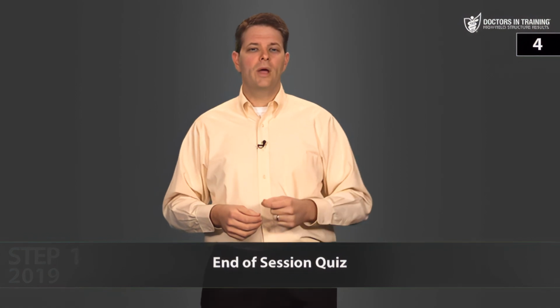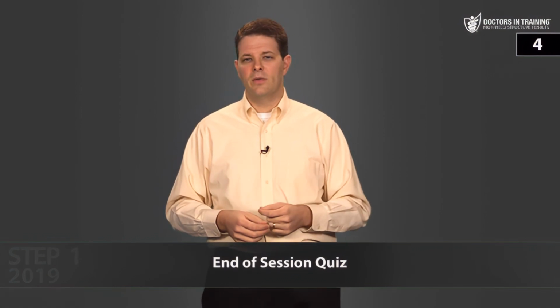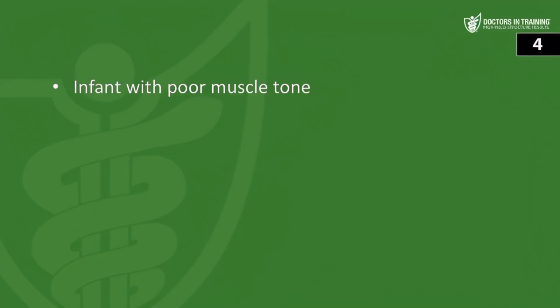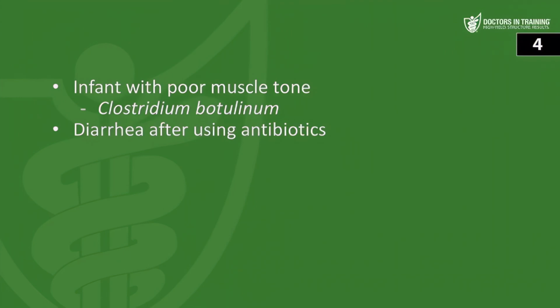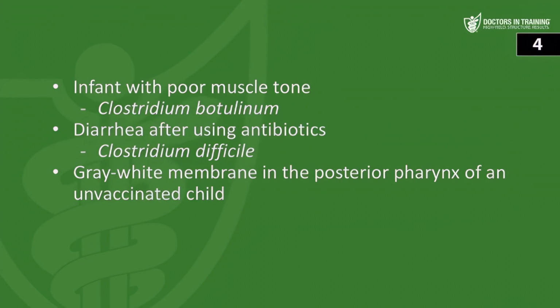First question, which gram-positive organism matches each of the following statements? An infant with poor muscle tone should make you think about Clostridium botulinum and botulinum toxin. Diarrhea after using antibiotics, think about Clostridium difficile or C. diff. A gray-white membrane in the posterior oropharynx of an unvaccinated child is Corynebacterium diphtheriae, causing diphtheria.